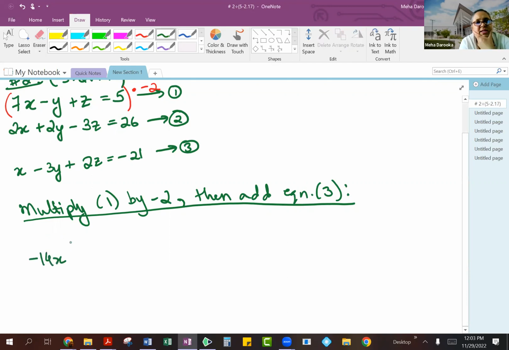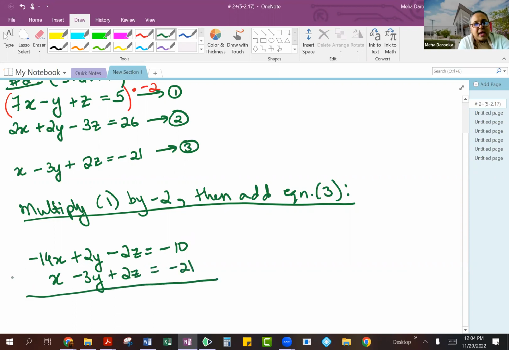Okay, negative 14x, and then negative and negative becomes positive 2y, negative 2z, and then you had negative 10. So yeah, that works out fine. So you're taking that, but remember, you're leaving the third equation as it is. We're not changing it. So that will be x minus 3y plus 2z equals negative 21. And we'll actually go ahead and add the two equations at this point.